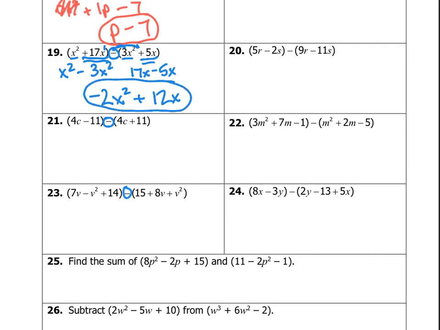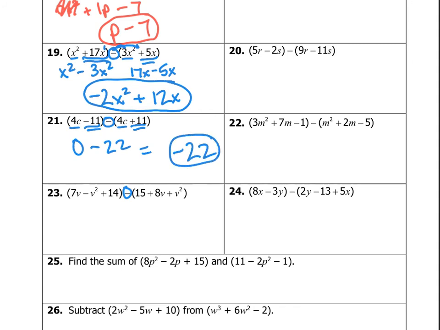Okay. We're starting to get this. We're going to be moving a little bit quicker. Look at this. Do this one. Combine the like terms. 4c minus 4c. That's going to give me a 0. Then I've got negative 11 minus negative 11, right? Negative 11 minus 11. Sorry, I hope I said that right. Negative 11 minus 11 is going to give me negative 22. So my answer to 21 is just negative 22.